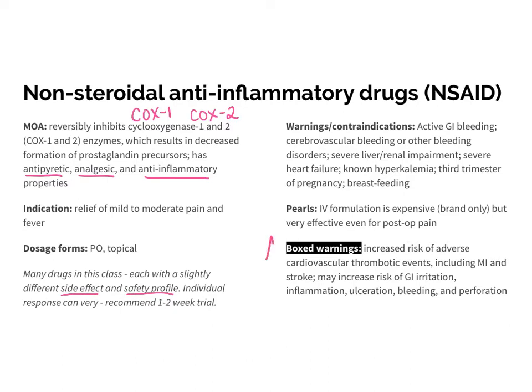NSAIDs as a class have a boxed warning. That's the highest level of warning issued by the FDA. And this warning states there is an increased risk of cardiovascular thrombotic events, including MI and stroke. And it also says they may increase the risk of GI irritation, inflammation, ulceration, bleeding, and perforation. So it's very important to know this about NSAIDs before prescribing to someone who is already at risk for a cardiovascular thrombotic event, or who has an active GI bleed, or is even at risk for a GI bleed.